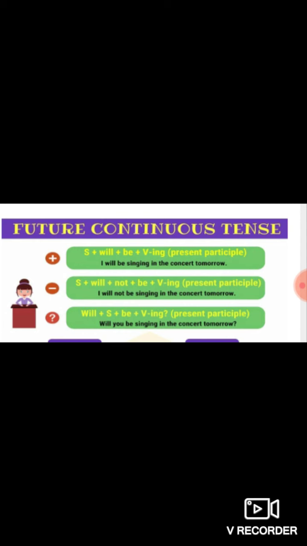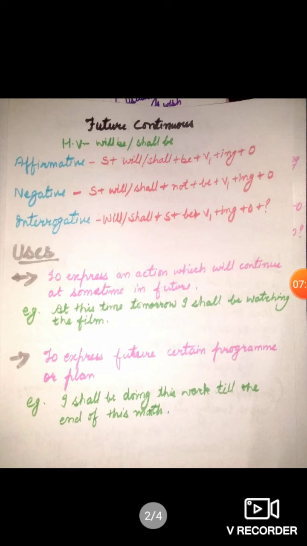Now we will discuss the uses of it. Students, as in present continuous tense, we make use to express an action going on at the time of speaking. Past continuous tense is used to express an action which was going on at some time in past, and obviously future continuous tense is used to express an action which will continue at some time in future. Example is in front of you. At this time tomorrow I shall be watching the film.